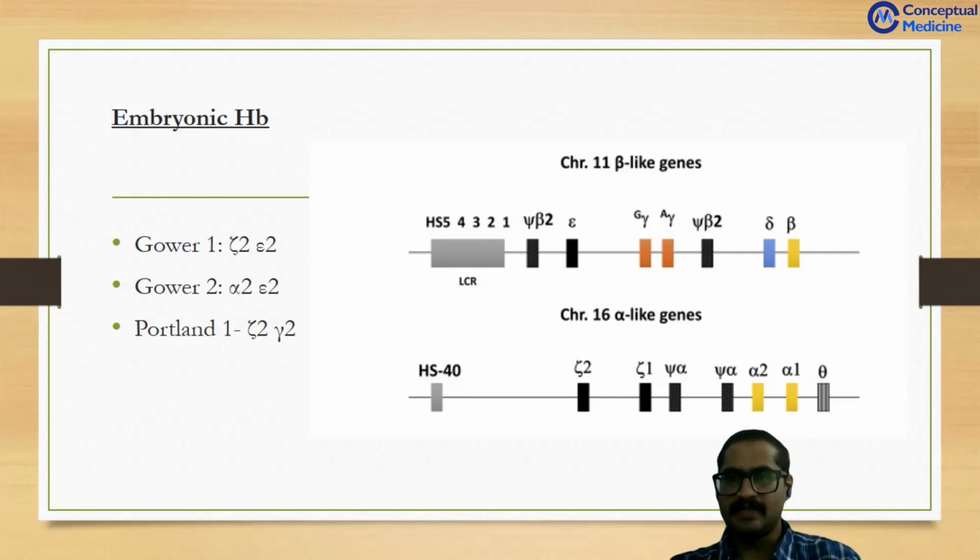So when we remember this diagram, we can easily understand that hematopoiesis starts from zeta, epsilon, followed by alpha, epsilon, followed by zeta and gamma. These three hemoglobins form the basis for the embryonic hemoglobin, followed by the fetal hemoglobin, which is alpha and gamma, followed by the adult hemoglobin, alpha delta for A2, alpha beta for hemoglobin A.